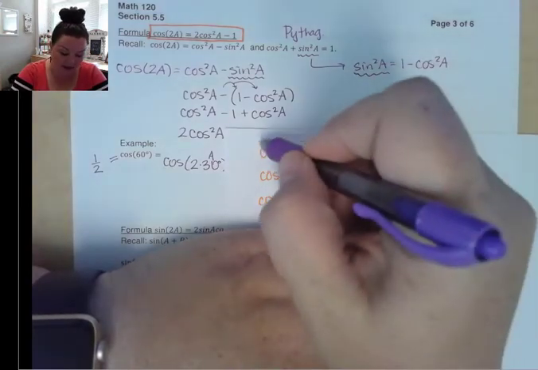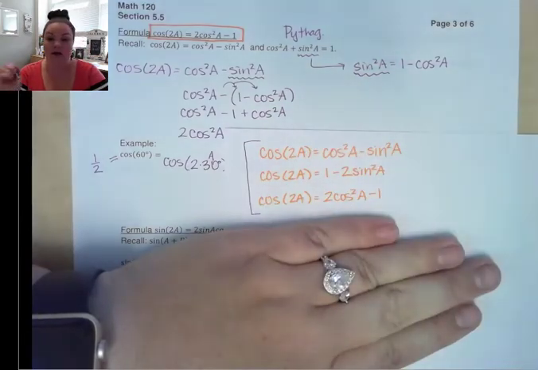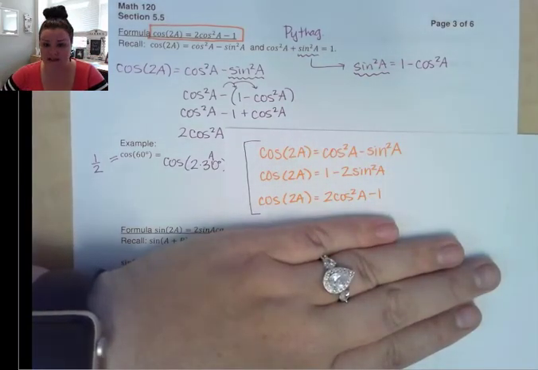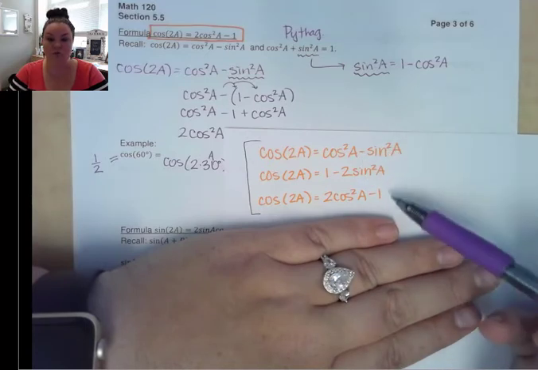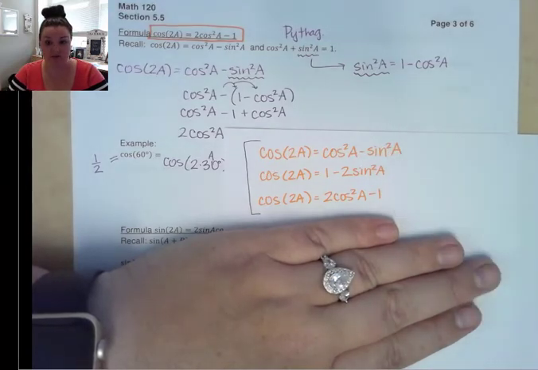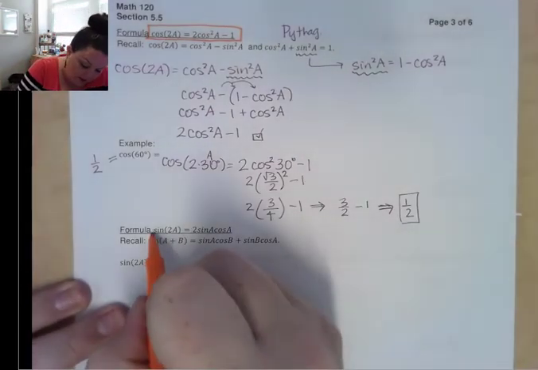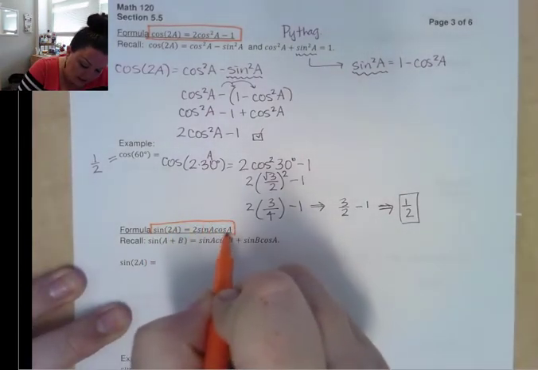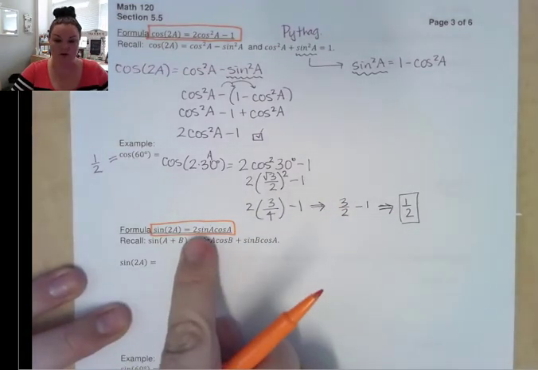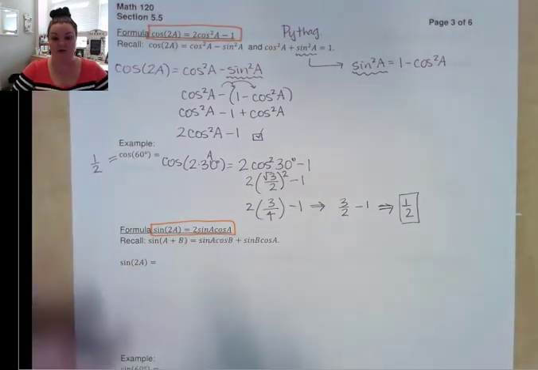It's good that we have 3 different options here, because depending on what our problem is asking us to do, or our exercise is asking us to verify or prove, it may be easier to use one more than the other. All right. So now we have those written down. Now what we want to do is come up with a double angle formula for sine. So now we're switching gears. Sine of 2a, we want to show that that equals 2 sine a cosine a.